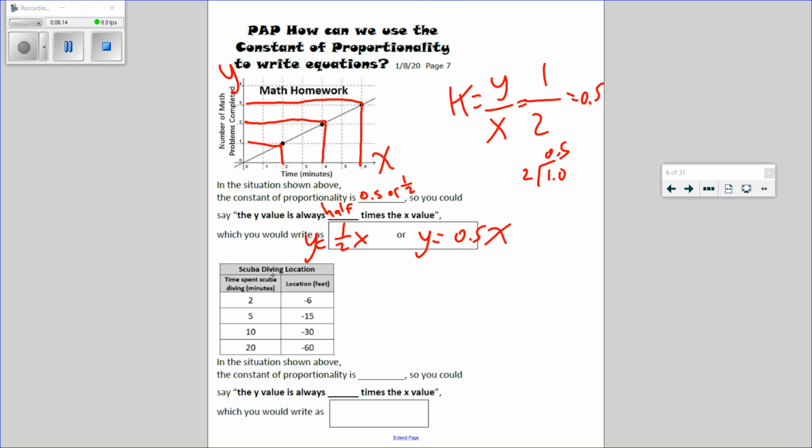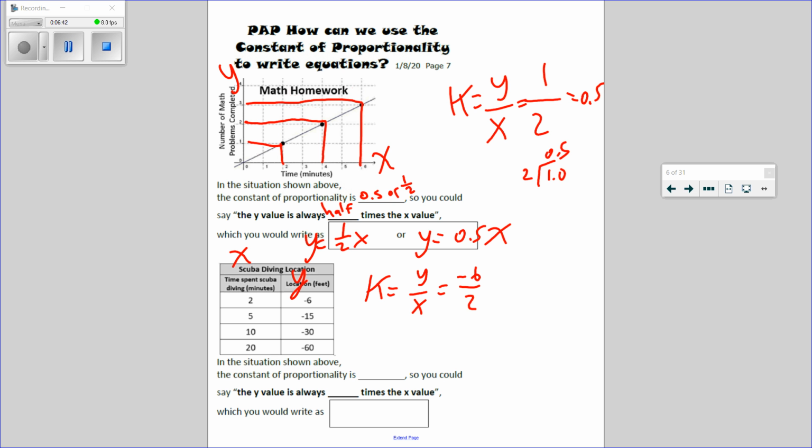So next one, scuba diving location. Time spent scuba diving, this is x. The location, in feet, this is y. So after 2 minutes of scuba diving, you're 6 feet below the sea. 5 minutes in scuba diving, you're 15 feet below the sea. In the situation above, the constant proportionality is what? K equals y divided by x. So let's take a y, -6, and an x, 2.